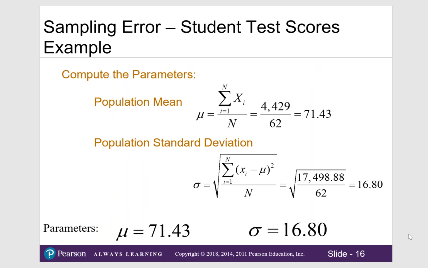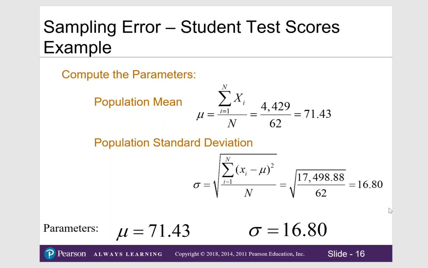All right, let's compute some parameters. So what I'm doing here is just adding up all of those test scores and dividing by the number that there are, 62, and that comes up with an average of about 71.43. Remember, your mean does not have to be a value in your distribution. I know a lot of people are like, well, shouldn't I just round this to a 72 since nobody got a 71.43? That is not true. You do not have to do that.